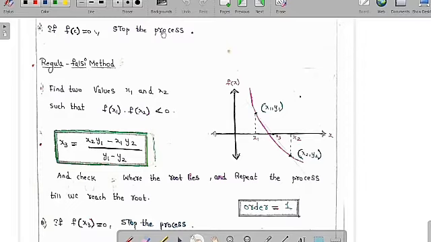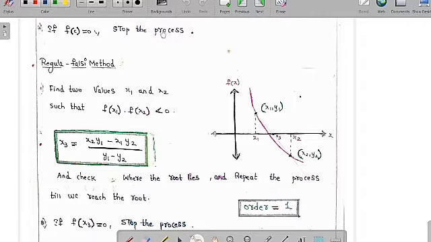First take 2 points a and b, then check the condition which satisfies the property f of a into f of b less than 0, then take the midpoint of a and b and again check whether f of c is equal to 0 or not. If it is not equal to 0, then repeat the process again from the start. So like this you need to go in an iterative manner till you get the exact solution. So this is called the bisection method.